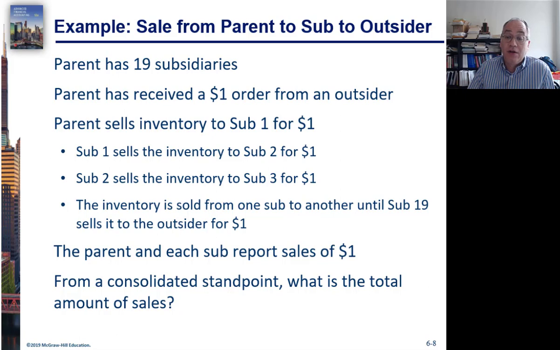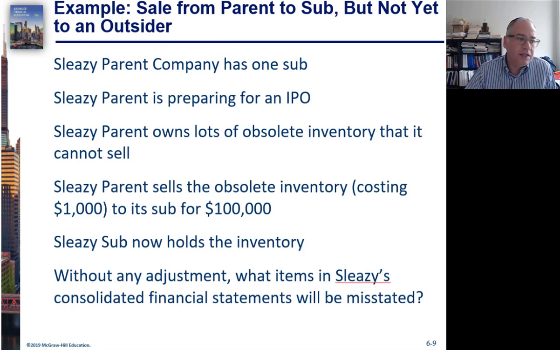The parent selling $19 in sales from the parent all the way up to the sale from sub 18 to sub 19. So that would be $19 in sales that are recorded by the various subsidiaries. And if you're going to consolidate all these entities together, then you're going to have $19 in sales. But from a consolidated point of view, no sale has taken place whatsoever. And this, of course, would be a way to do a fraud.